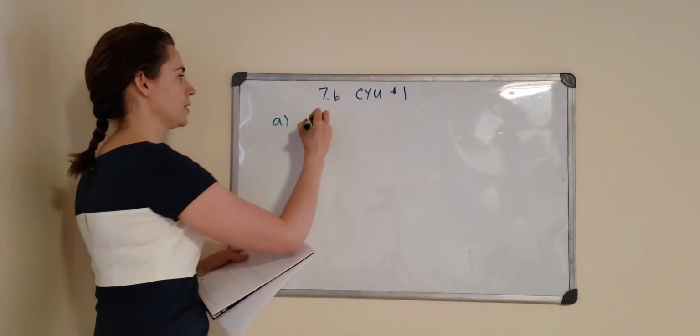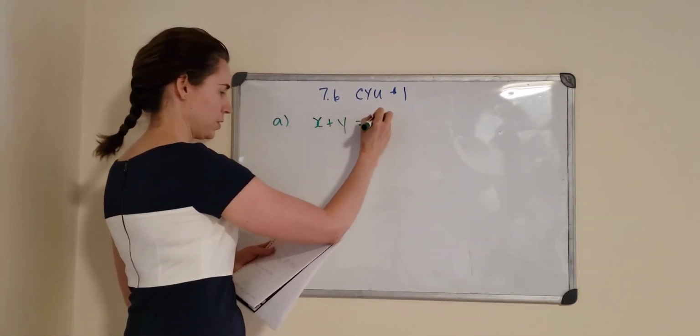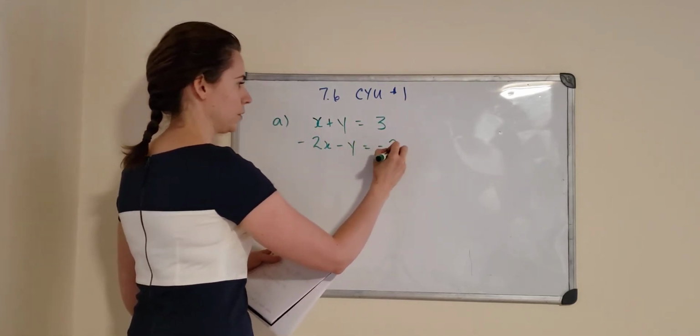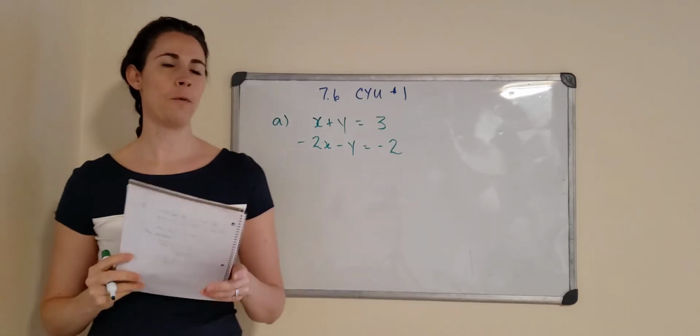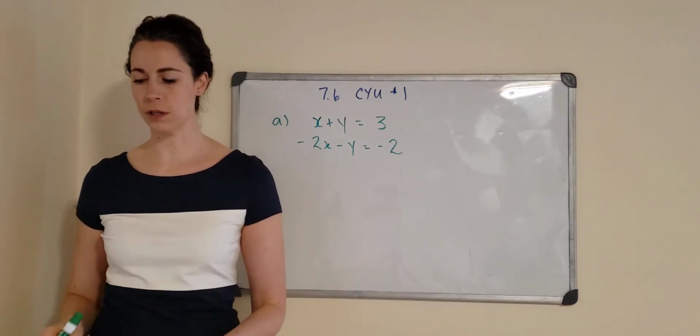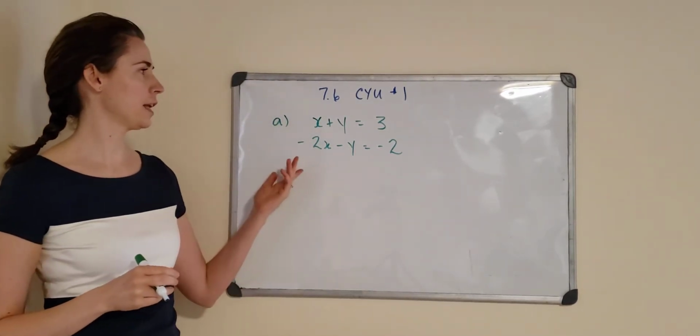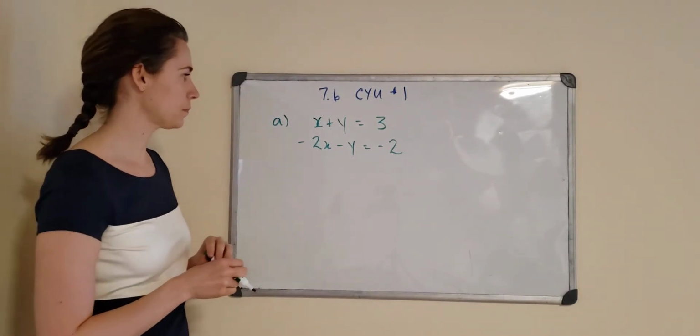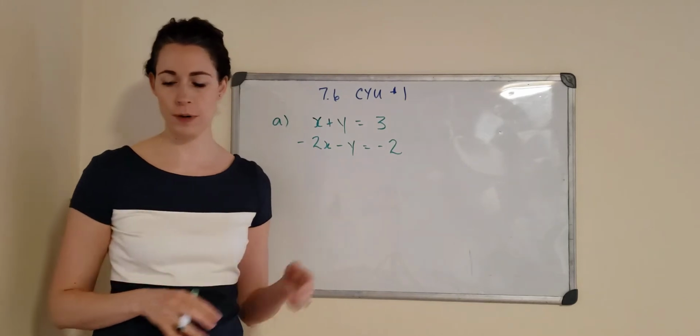All right, and they give us x plus y equals 3, negative 2x minus y equals negative 2. So the way we're going to figure out how many solutions is we're actually going to get these into our y equals mx plus b form, or our slope-intercept form. And then we'll look at them and see what information we have.